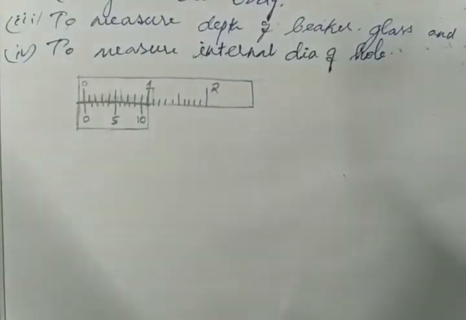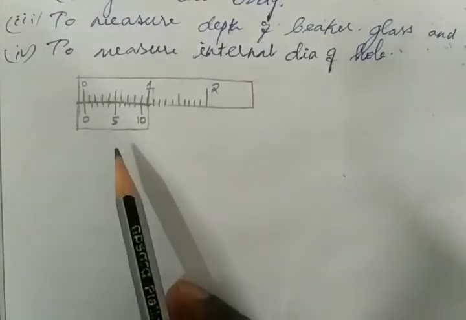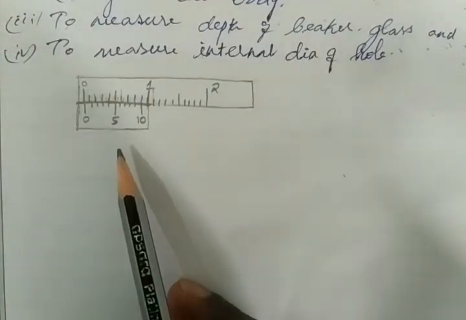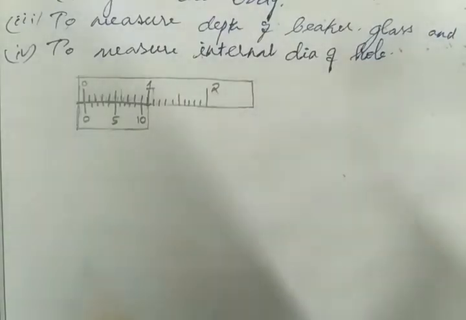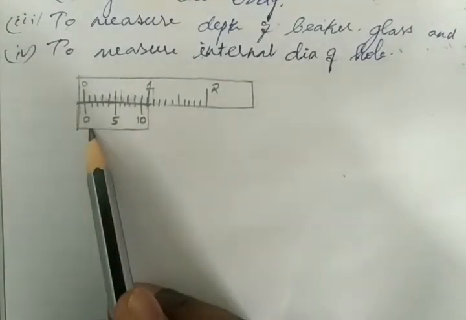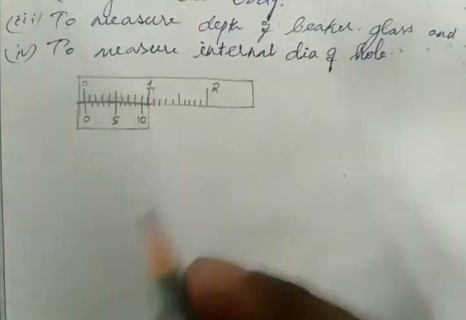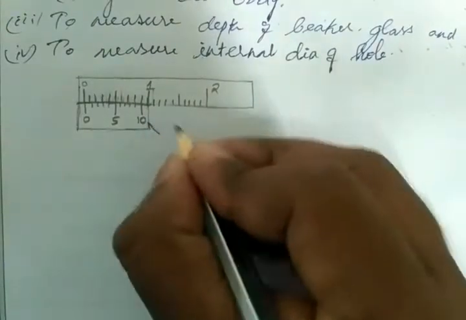This is the simple structure of the vernier caliper. In our lab, we have a vernier caliper. So don't worry. After the school reopens, I will show you how the vernier caliper can measure the readings. So here, this small scale is also known as the vernier scale.